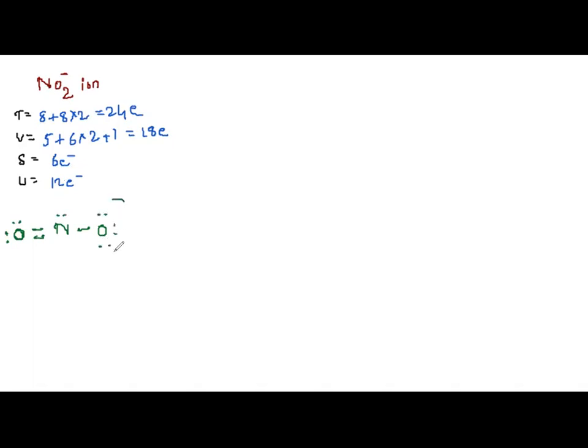Now, I'll write this as minus. Is that right? Okay, verify 12 electrons: 2, 4, 6, 8, 10, 12. So this is my correct Lewis structure. Now what I will do is calculate the formal charge. What is the formula for formal charge?